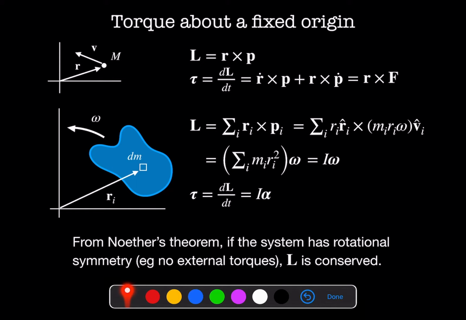So from Noether's theorem, we looked at systems that have rotational symmetry. So, for instance, systems that don't have any external torques. And rotational symmetry is enough to tell us that the angular momentum in a system is conserved.